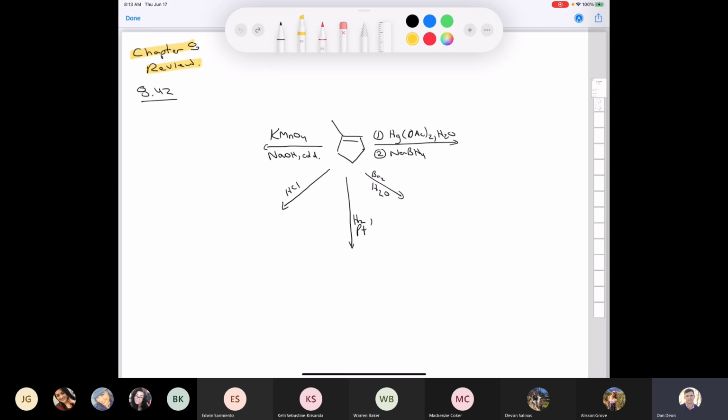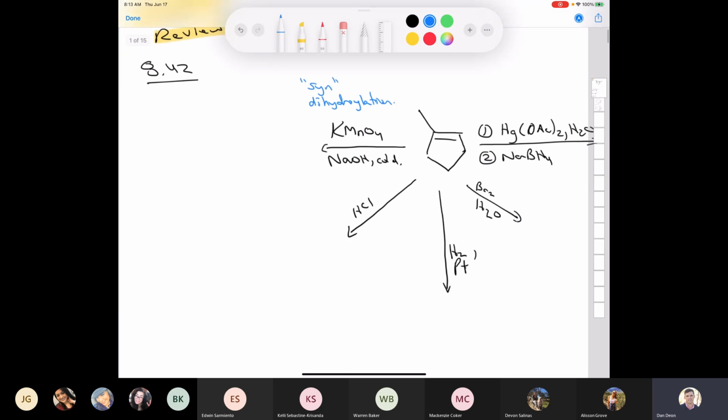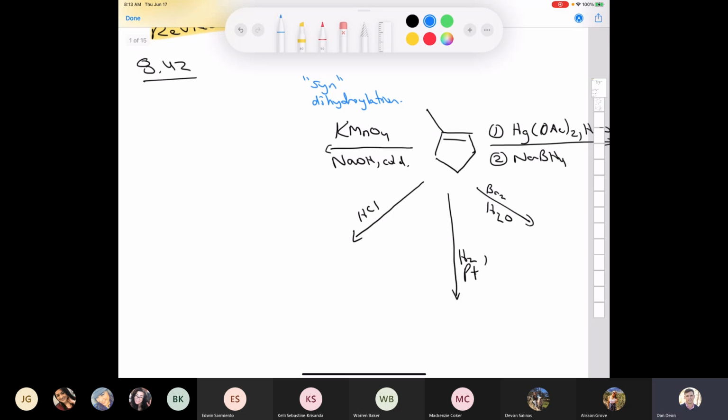But this reaction is a dihydroxylation, right? That's the whole point of this. We did a whole section on dihydroxylation. And what occurs here is that you get syn dihydroxylation. Now, what does syn mean? It means that both of the hydroxyls are going to be added to the same face of the molecule.